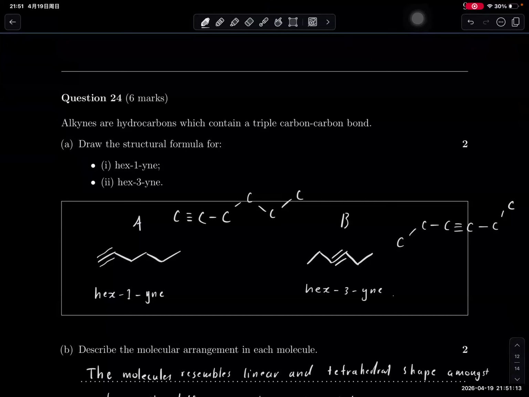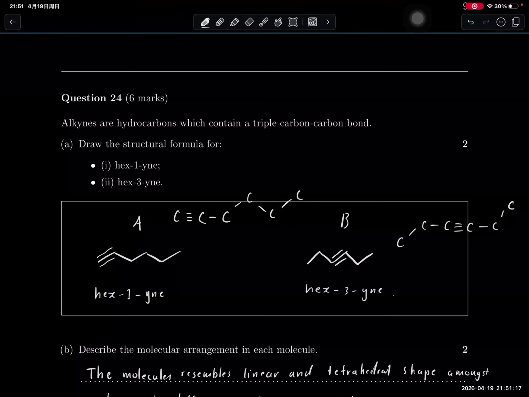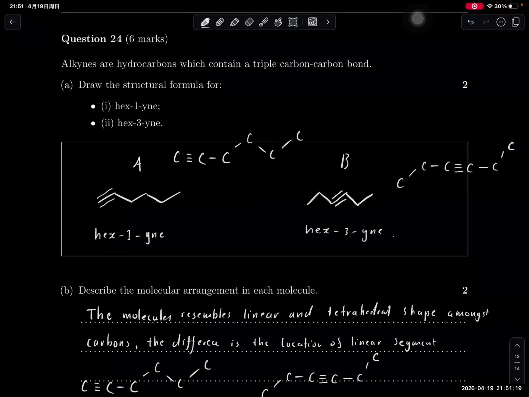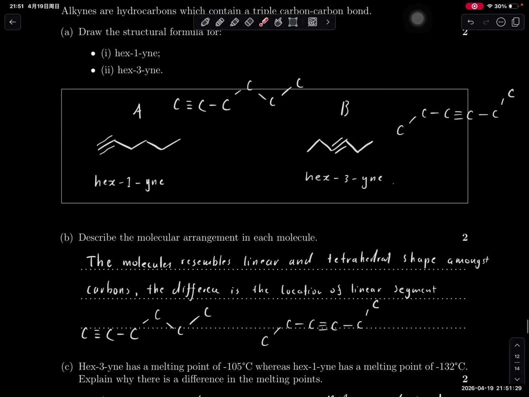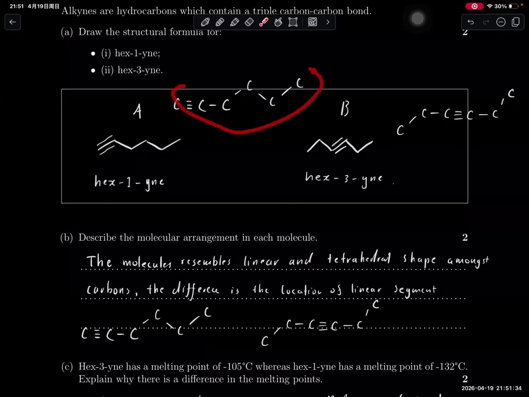So alkynes are hydrocarbons which contain a carbon-carbon triple bond. Okay, and then we are asked to draw the structure for two of them, hex-1-yne and hex-3-yne. So that's hex-1-yne, that's hex-3-yne. Question B says to describe their molecular arrangements in terms of each molecule. Compound A is arranged like this, right? So compound B is arranged like this. So their shape also looks like this, right? Because we have a triple bond and then we have a linear arrangement there.